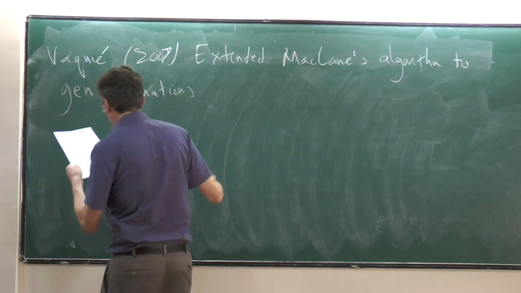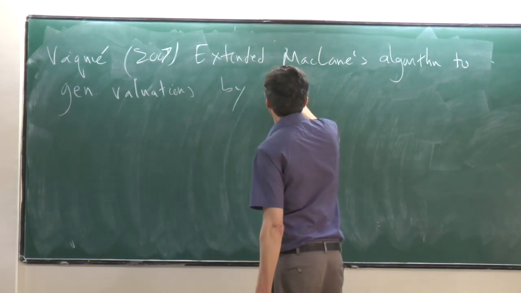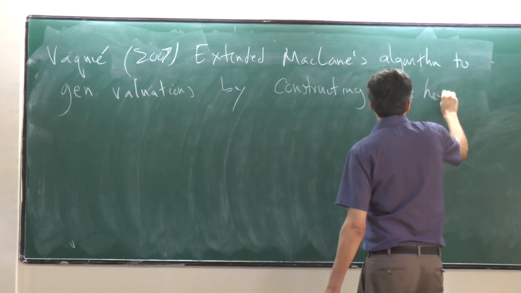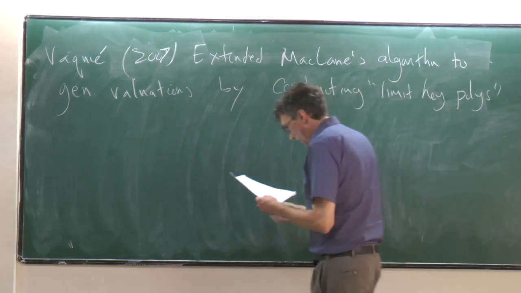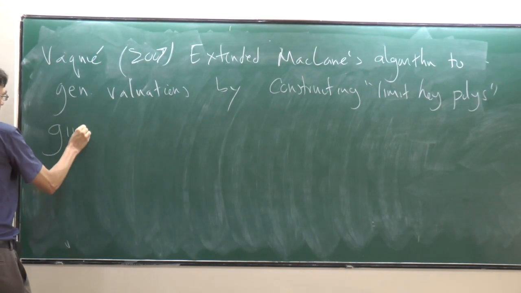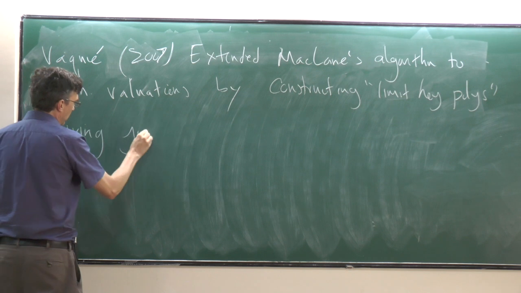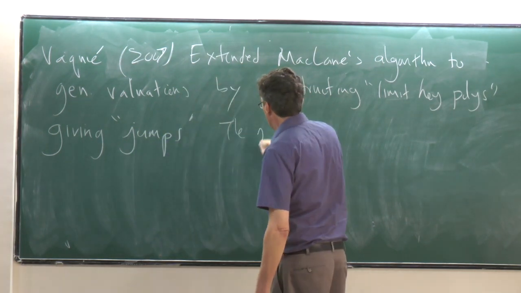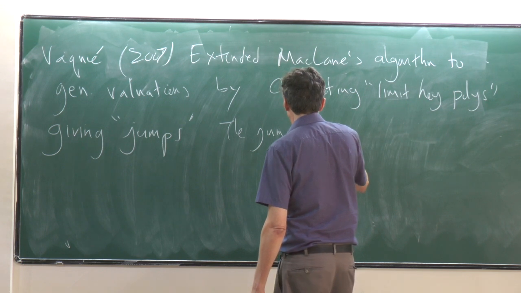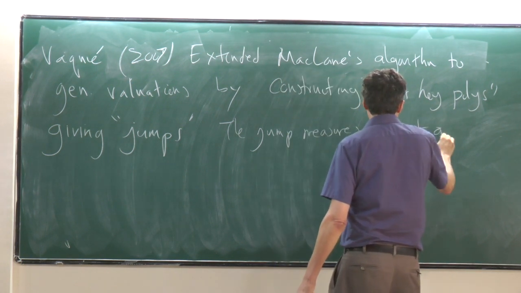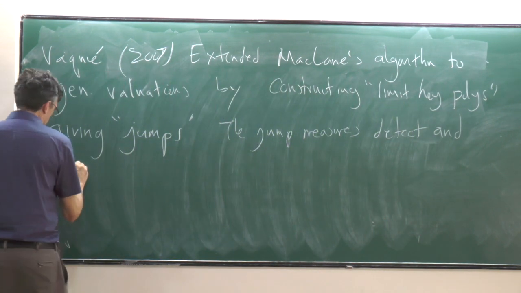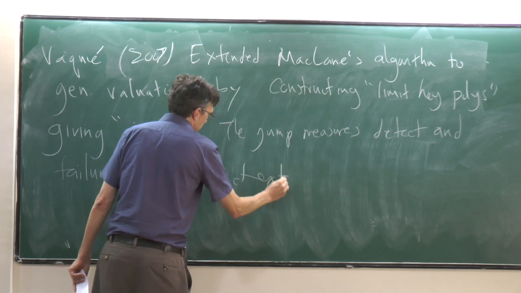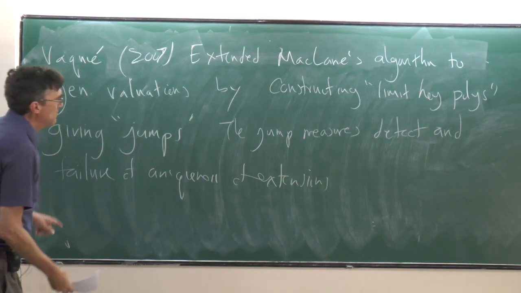Okay, and this is by constructing so-called limit key polynomials, and this will be somewhat cryptic, but this is a really beautiful part of the theory, giving what he calls jumps. And the jump measures the defect. This is what's really interesting about it. It measures defect and the failure of uniqueness of extensions. But the significant thing is the defect.